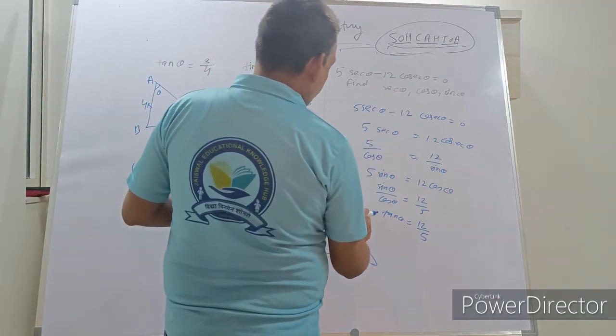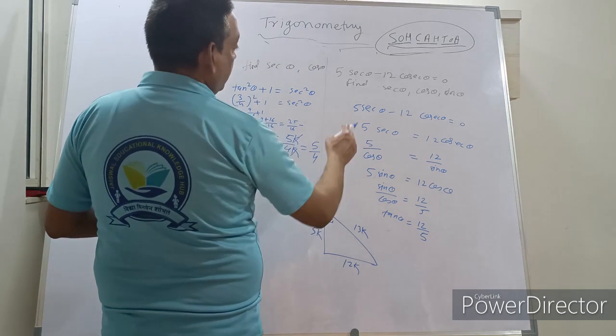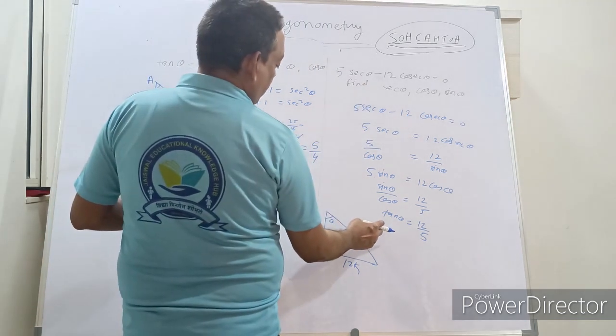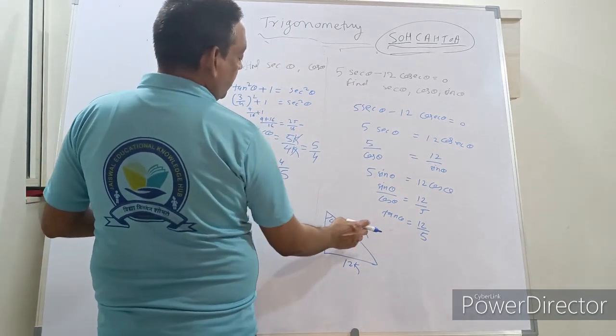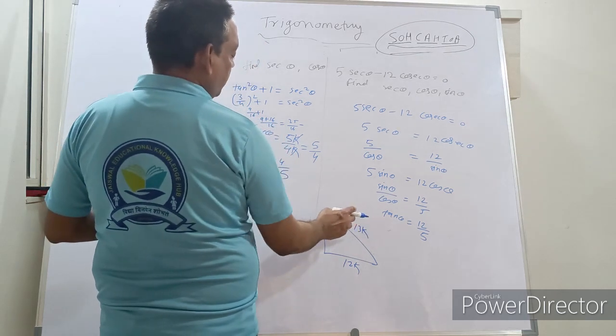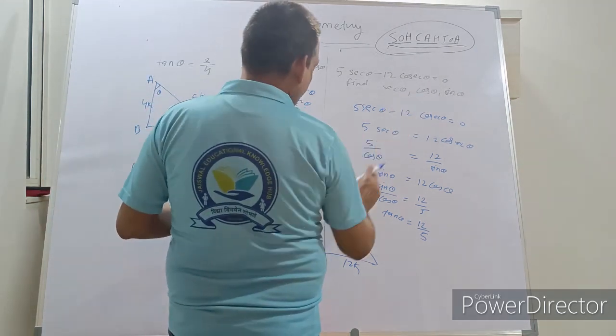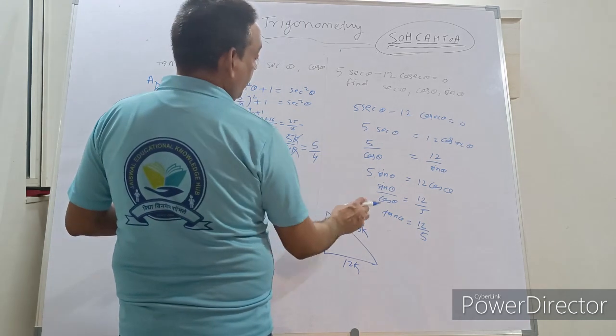Sec theta will be hypotenuse over adjacent, that will be 13k upon 5k, that is 13 upon 5, and cos theta will be 5k upon 13k, that is 5 upon 13.